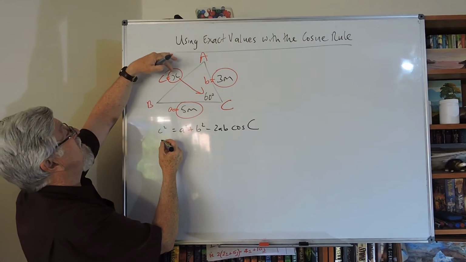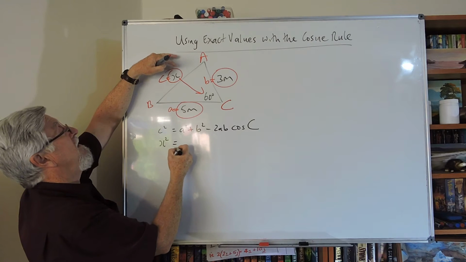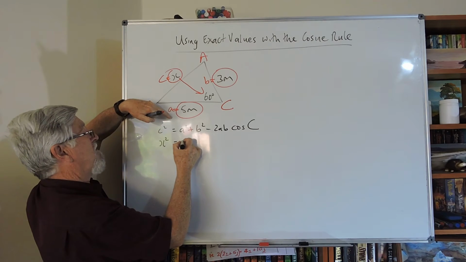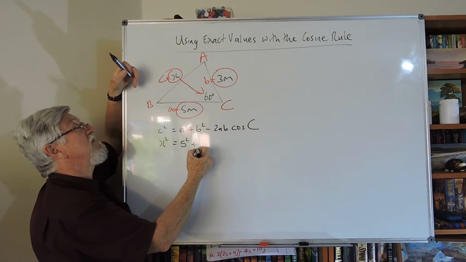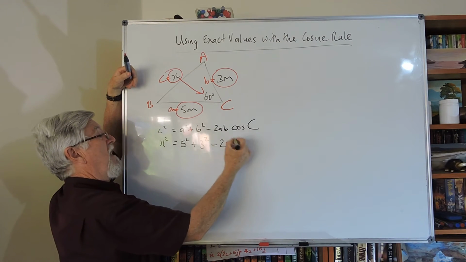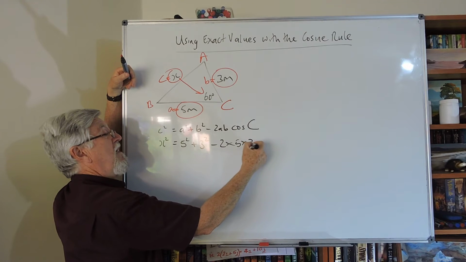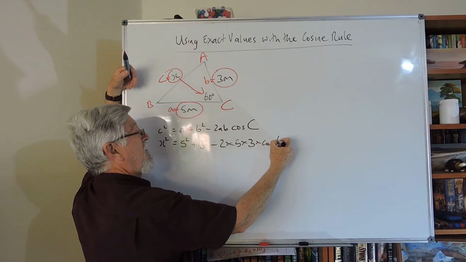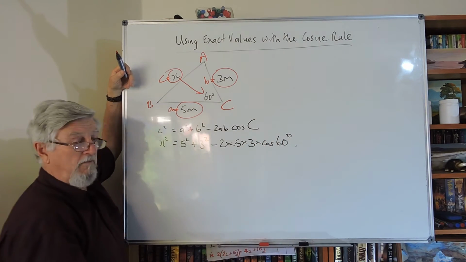So let's go ahead with it. Little c is an x with a squared. Little a is a 5 with a square. We could shortcut like crazy on this, but let's not do it. B is a 3 squared. That's a 2 times the a times the b, and then times the cos of the angle there, which is 60 degrees. Let's have a look at what we've got.